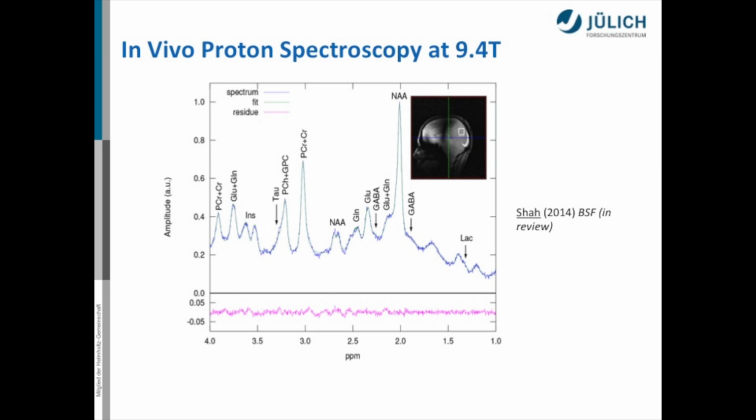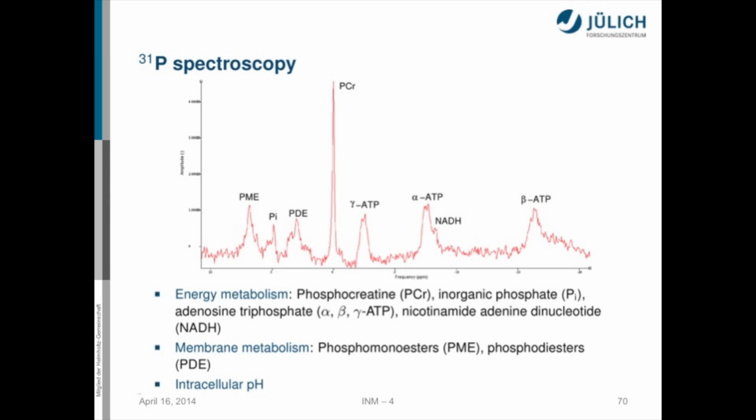Proton spectroscopy at 9.4 Tesla, you've got about 15 metabolites here you can reliably get, compared to about 5 or 6 at 3 Tesla. 3 Tesla results for proton, for phosphorus spectroscopy, excuse me. You can get pH from the separation between these two lines, gamma ATP, alpha ATP, beta ATP.